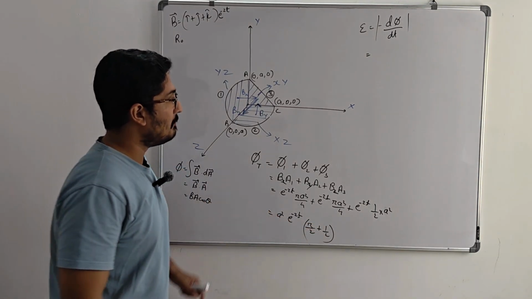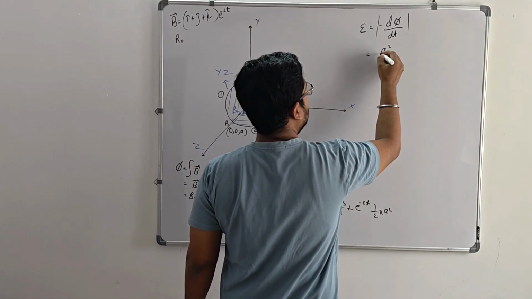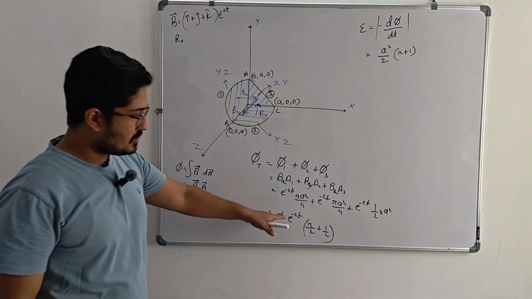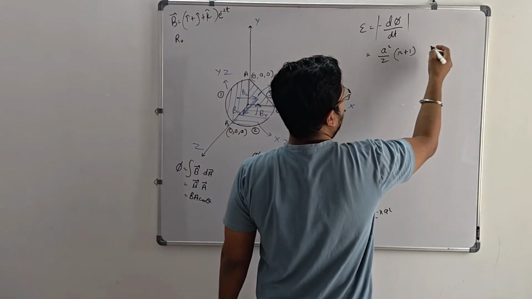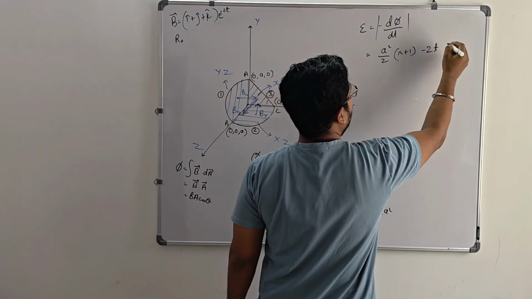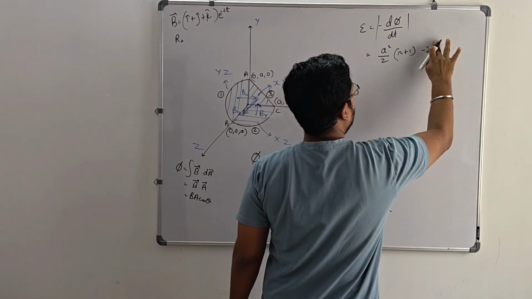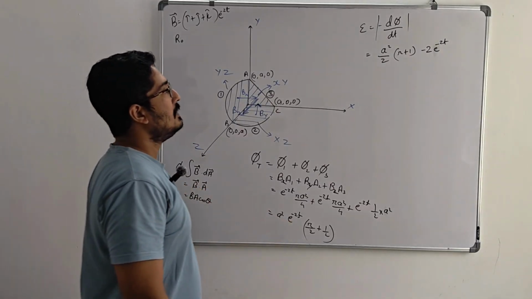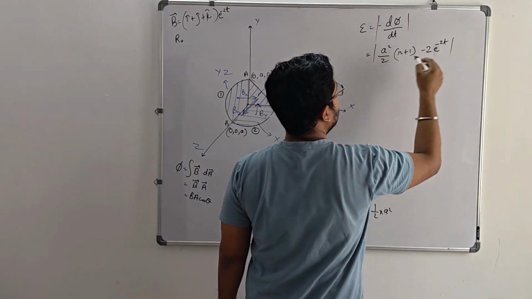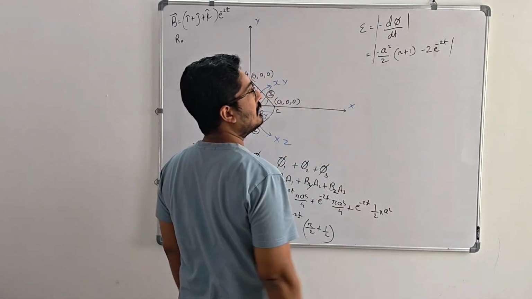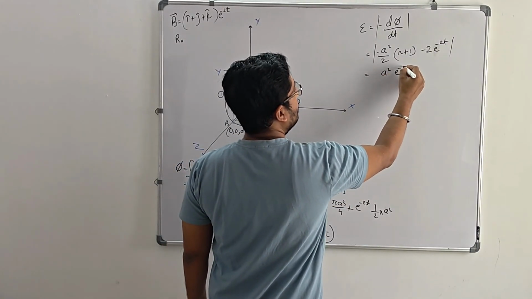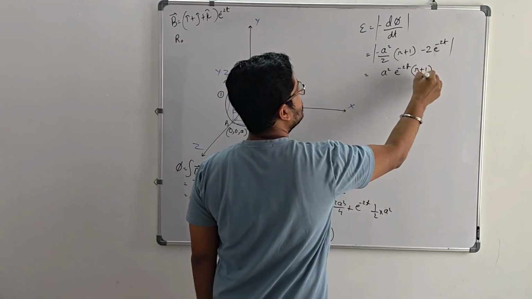So that will give me the differentiation of this with respect to time. All these things are constant, so I'll just take the constants outside: a square by 2 times pi plus 1. Then I have the differentiation of e power minus 2t, which should give me minus of 2 times e power minus 2t, right? That's the differentiation of this one. Again, I'm only interested in the magnitude. There is a negative outside anyway, that will get cancelled. So finally I'm getting the answer as a square e power minus 2t times pi plus 1.